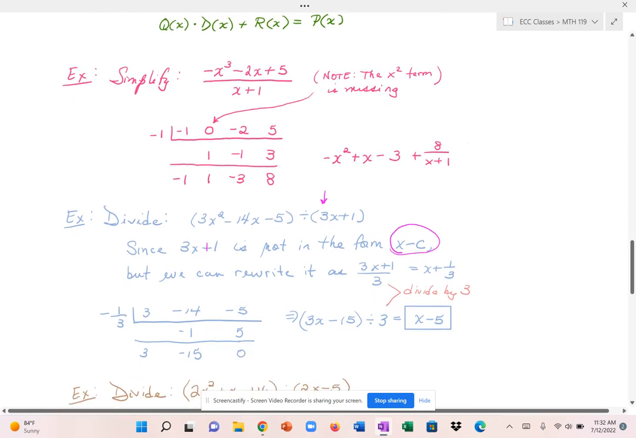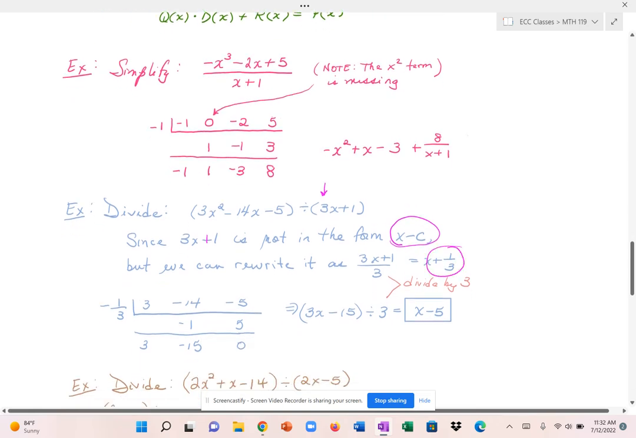So I divided by 3 to force it to look the way I need it to look. I put the opposite sign of this here on the outside, negative a third, and then I write down all of these coefficients and constant here, and then repeat the process. Multiply 3 times negative a third, that's negative 1. Add negative 14 and negative 1, I get negative 15. Multiply negative 15 by negative a third, and I get positive 5. Add negative 5 and 5, and that means I have a remainder of 0. So my quotient is 3x minus 15.